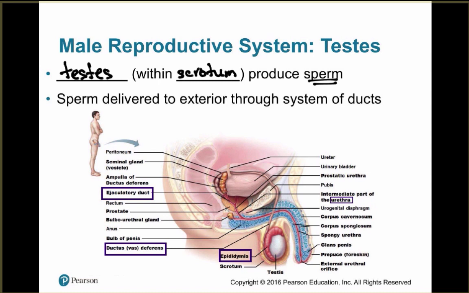If you look at this picture, I've shown you the duct system that they start with. Once it leaves the testes, it goes to the epididymis, you can see here, and then it's going to leave out of that and go up here to the ductus deferens, known as the vas deferens. It's the second one. From here, it'll go through here, and next it's going to go into the ejaculatory duct. And then finally, it's going to go out into the urethra.